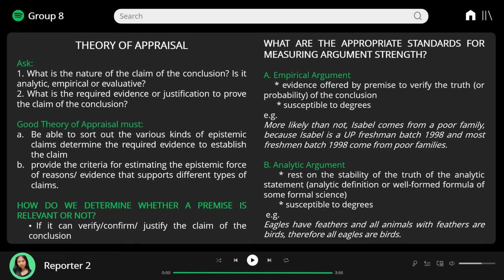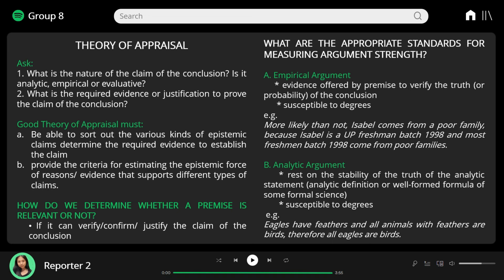Theory of appraisal. So yung basic aim ng theory na to is to provide the criteria that will measure the strength of support offered by the premise or premises to the claim of conclusion. In order to evaluate the strength, some questions must be asked. What is the nature of the claim of the conclusion? Is it analytic, empirical, or evaluative? What is the required evidence or justification to prove the claim of the conclusion?